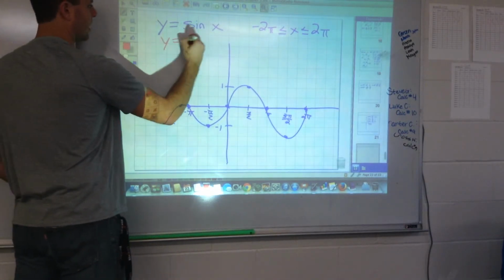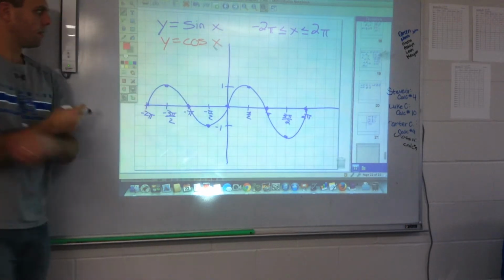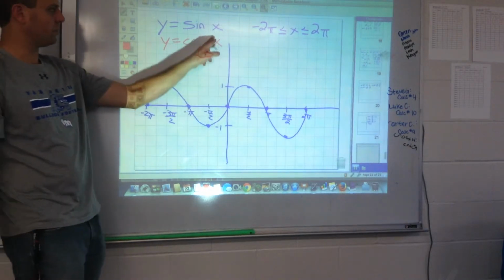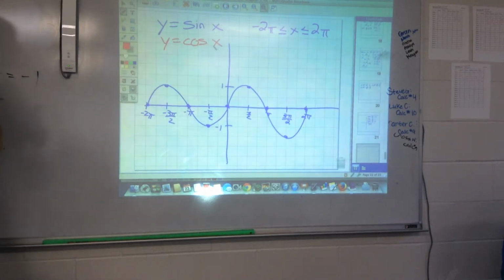If we want to do cosine, what if I plug in a 0 here for x? What's the cosine of 0? 1. Okay.